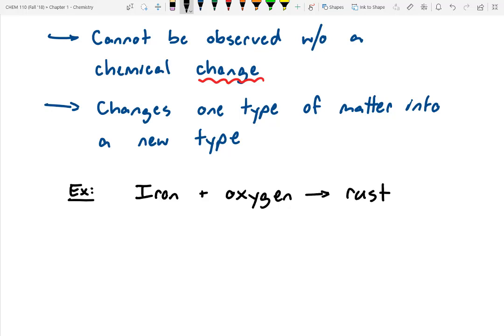And the interesting thing is, when you form rust, it's actually combining the elements of iron and oxygen together, and you're making a new type of matter called iron oxide. So you're changing it. You're making and breaking bonds in that process.